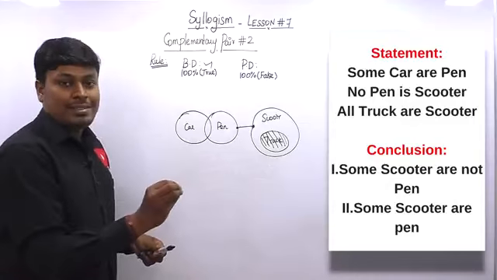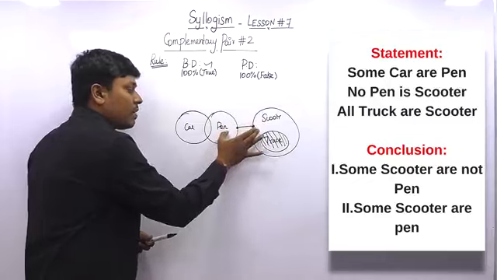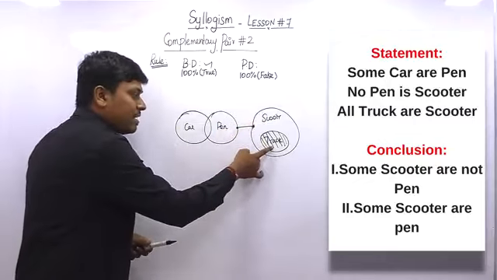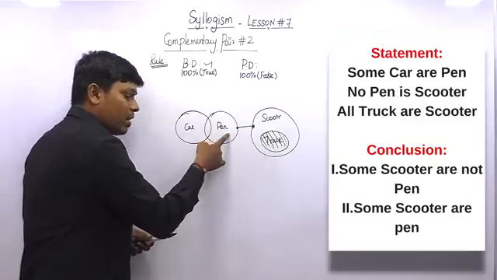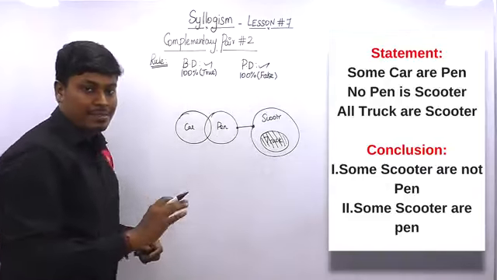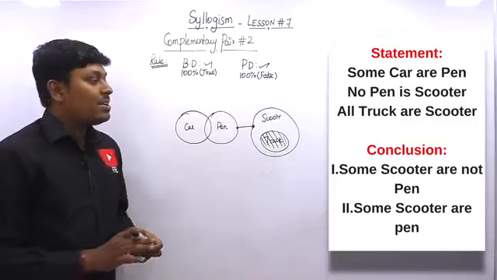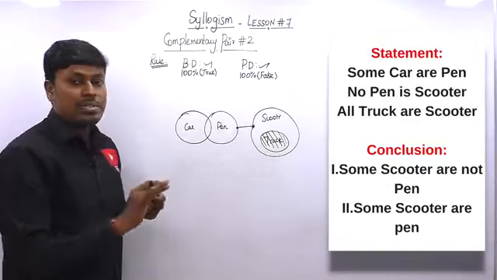So we can surely say that in all the possible diagrams, "some scooter are not pen" is definitely true again and again, because this region we definitely can't connect with the pen. So we can say that "some scooter are not pen" is true even in a possible diagram. In the basic diagram it's true, and in a possible diagram it is also true. So it does not satisfy the complementary pair rule. So you need to check both the conclusions separately.